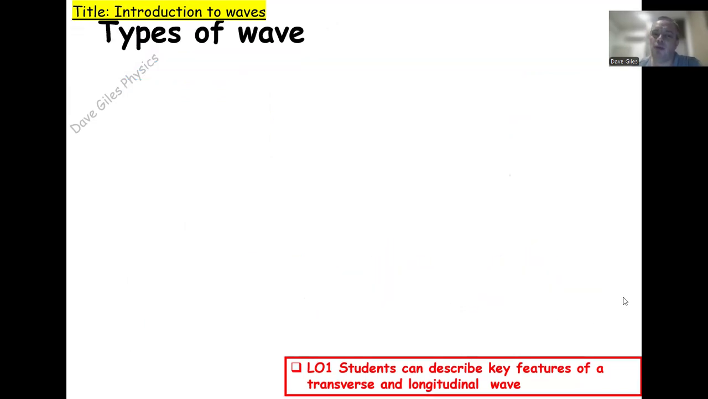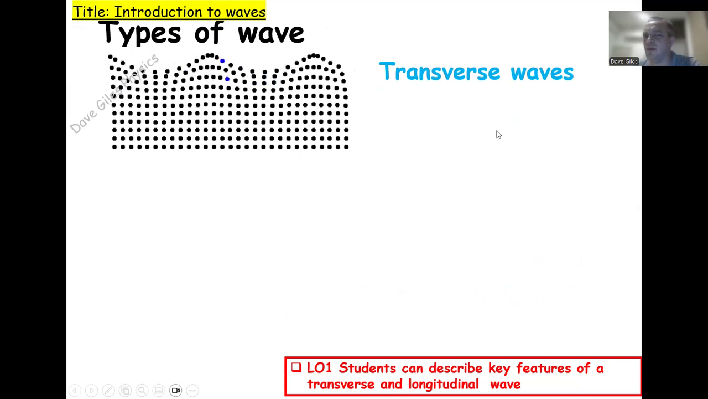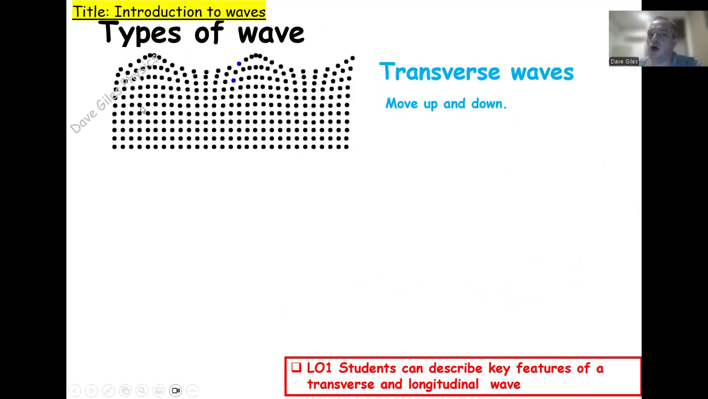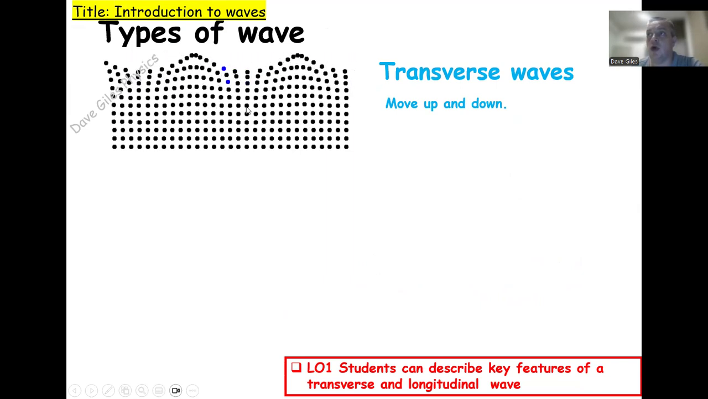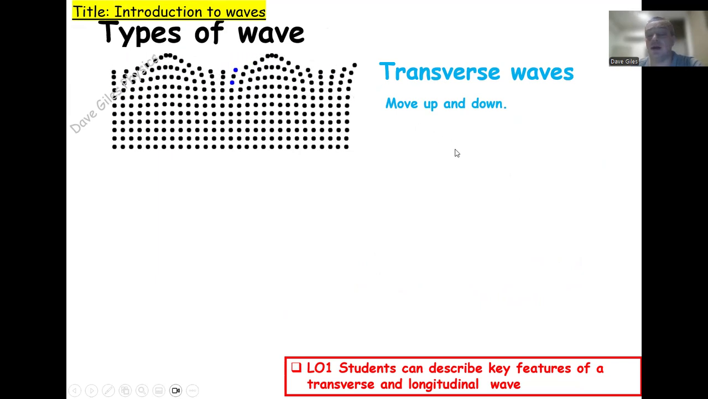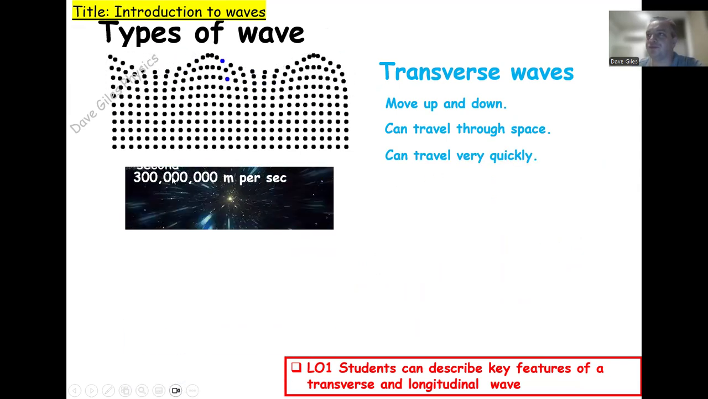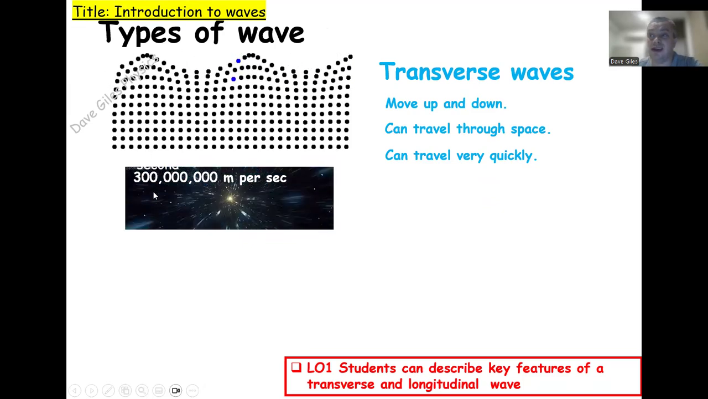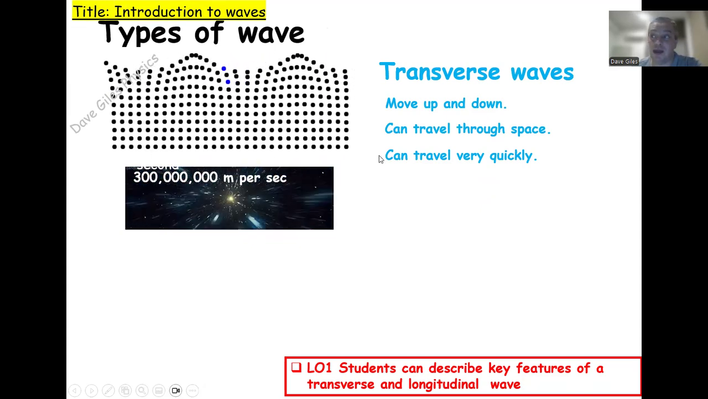So we split waves into two main types. The first one is transverse. This here is an example of a transverse wave. They move up and down. The energy is transferred from left to right or right to left, but the particles in this case, or the wave, moves up and down. It doesn't necessarily need particles to move. It can travel through space and can travel very quickly. Light, for example, travels at 3 times 10 to the 8, that's 3 with 8 zeros, meters every second.